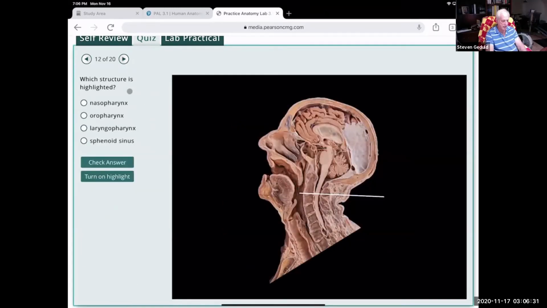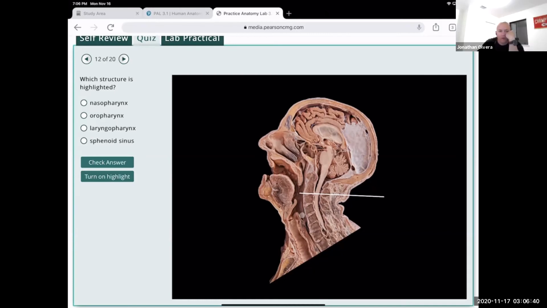And what structure is highlighted? Again, this is your pharynx. You have a nasopharynx, an oropharynx, and a laryngopharynx. Oropharynx. This is your oral pharynx. Here's your oral cavity right here. So let's turn your highlight on so you can see it again. Yeah, that's right at the back of the oral cavity. That's your oral pharynx.